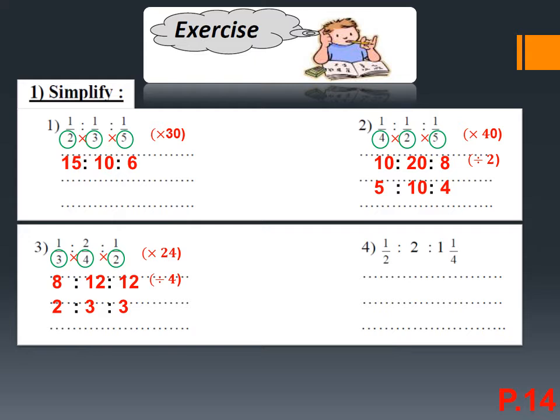1 over 2 to 2 to 1 and 1 over 4. We put a whole number in the form of a fraction, put it over 1 and circle the denominators. 2 times 1 times 4 equals 8. Multiply each term by 8. 4 to 16 to 10. Divide all of them by 2. 2 to 8 to 5, and this is the simplest form.